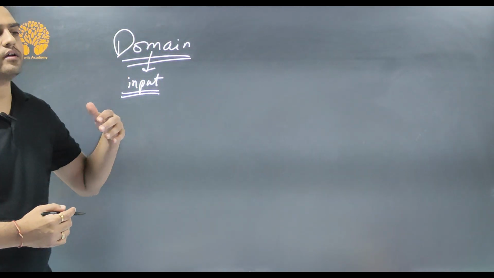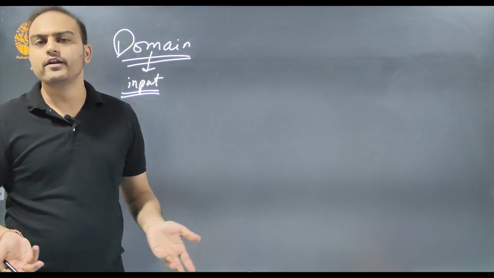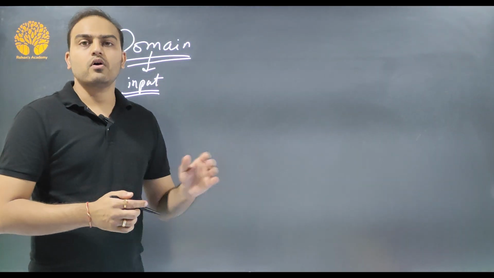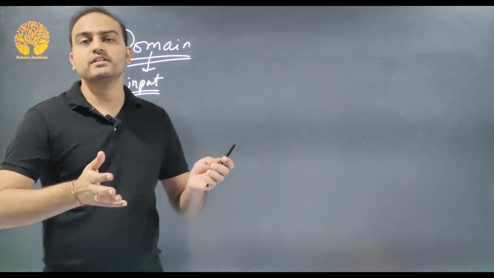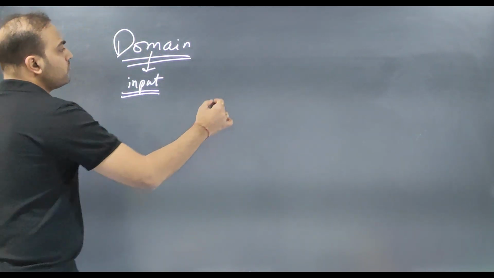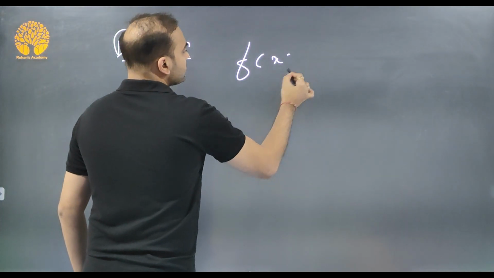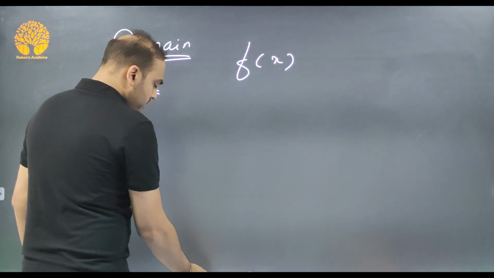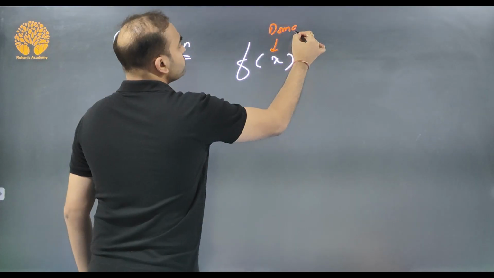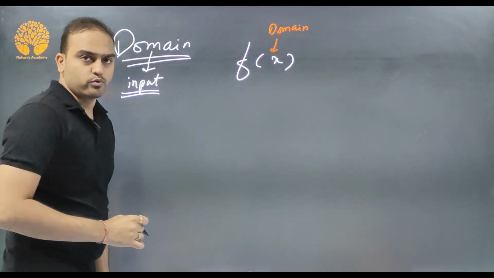See, it's not as if that if function is given, I can put whatever value I want and it will keep on working, right? The value of x sometimes is restricted, so we need to figure out what those restrictions are. So when I write f of x, the domain is basically telling me what are these values of x that I can substitute.